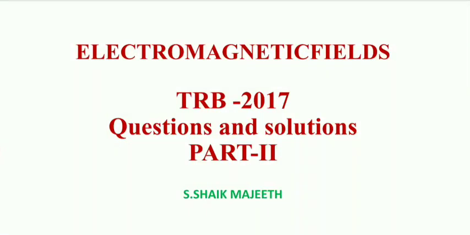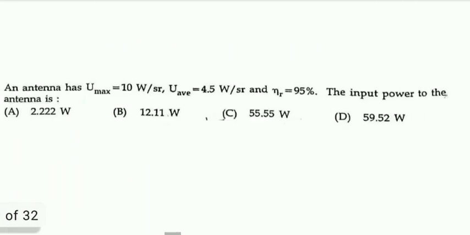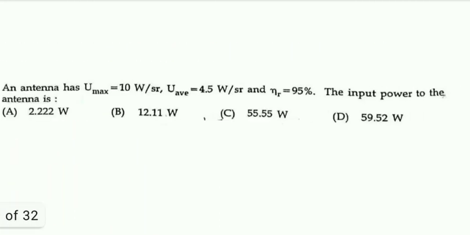Hi everyone, in this video we see the questions which have been asked in TRB 2017 in EMF subject. And the first question is, an antenna has a Umax of 10 watts per steradian and U average of 4.5 watts per steradian and eta R is equal to 95%. The input power to the antenna is.